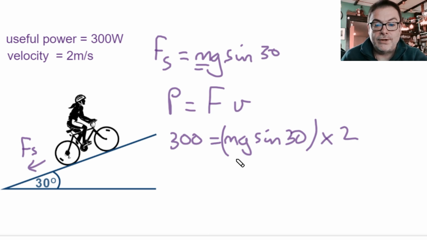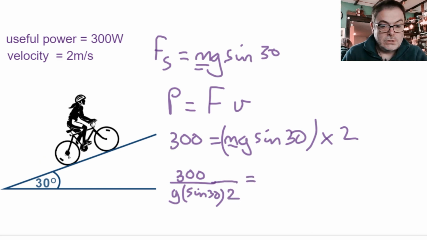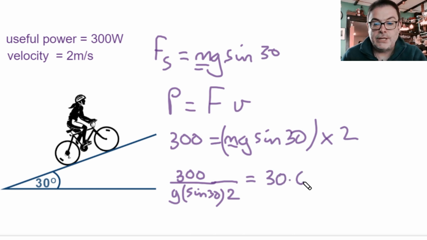Remember, we are after mass, so we rearrange to get mass on its own. So taking the other terms over one by one would be 300 divided by g divided by sine 30. Careful with the brackets now, I would put a bracket like that, times 2. And when you type that jolly lot into your calculator, you get 30.6 kilograms, where you probably can't justify that much accuracy, so let's just call it 31 kilograms.